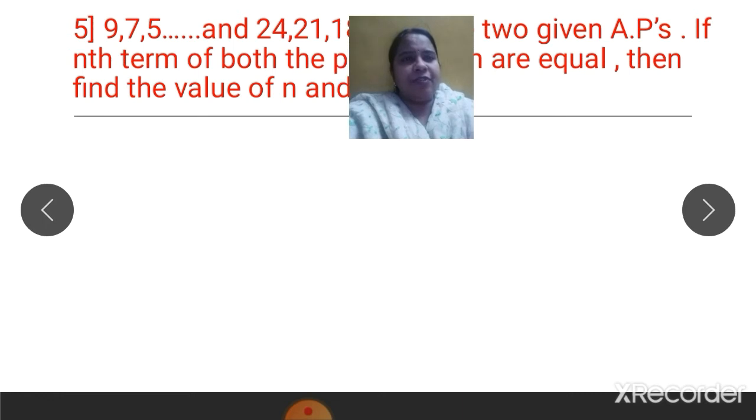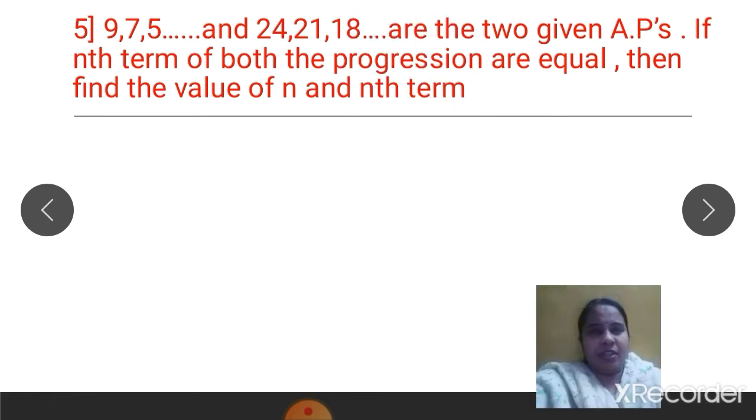This is the fifth question of the problem set. Let us read the question. 9, 7, 5 and 24, 21, 18 and so on are the two given APs. If the nth term of both the progressions are equal, then find the value of n and the nth term.